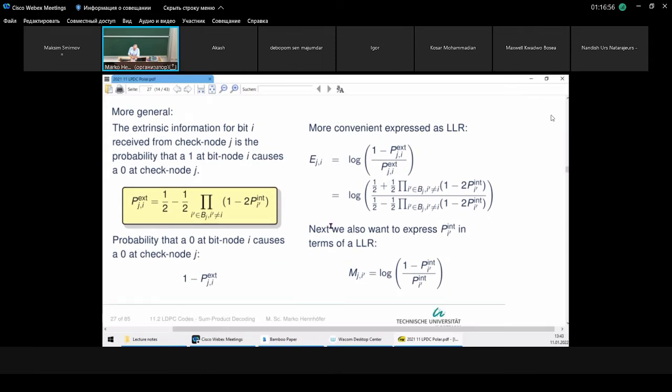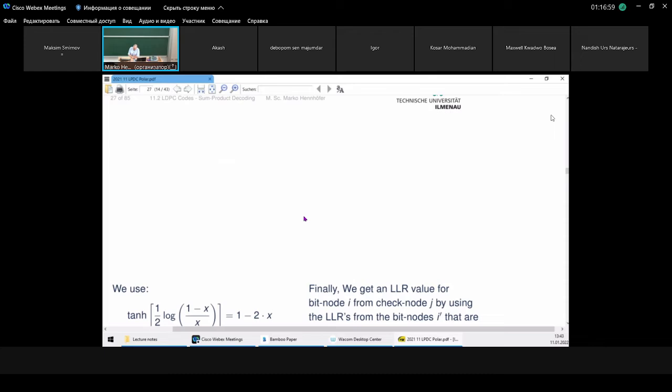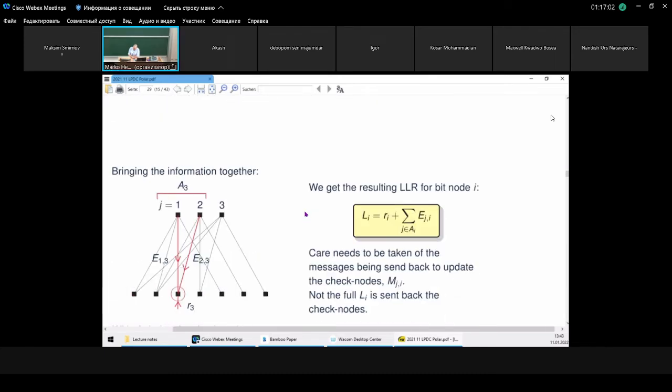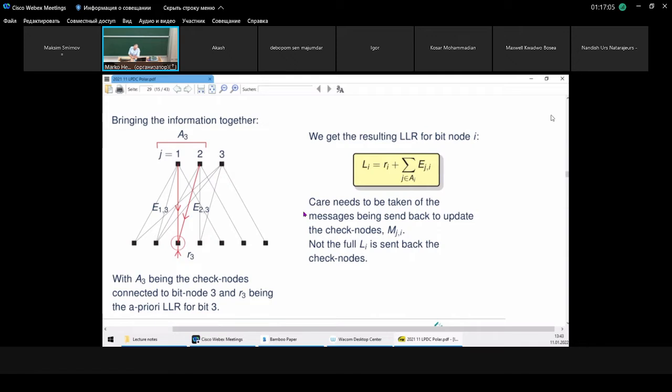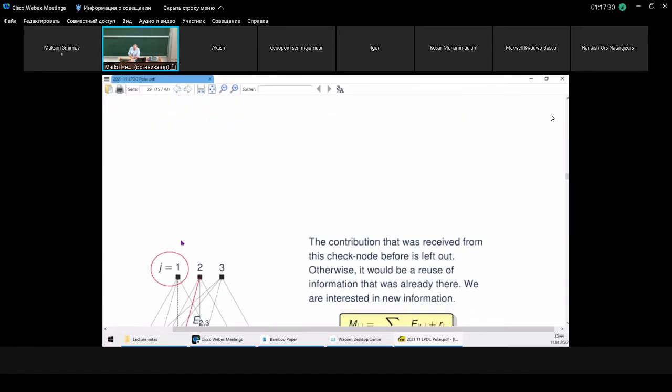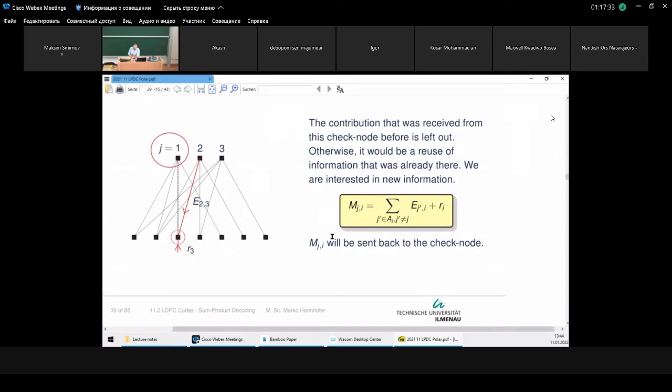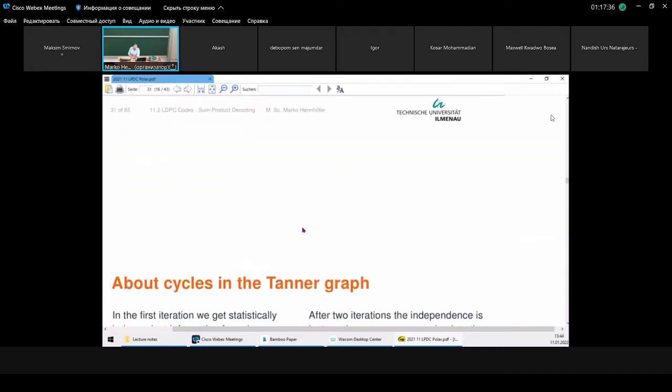Okay, then here, the transition to the log likelihood ratios is explained again, but I want to come back to our number example. Here, again, it is straightforward how the extrinsic information from all check nodes being linked to our bit node 3 comes together, at the end forming the whole log likelihood ratio of our observation of bit node 3. Well, we talk about this right away. We'll come to the example first.